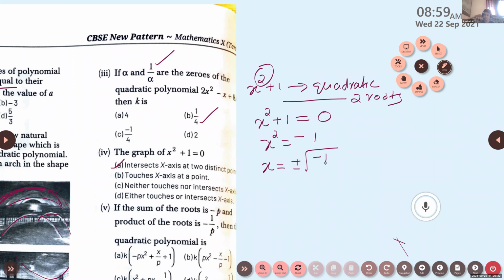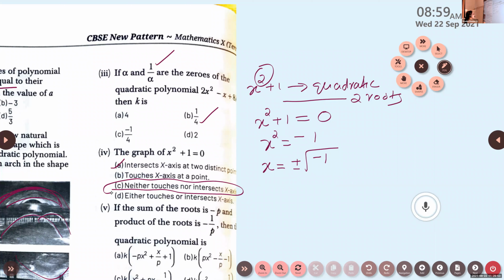No, ma'am. That you will study next year, in 11th standard. You will study the root of a negative number, but still you didn't study it. So this equation does not have any real root. It never touches the x-axis. On the x-axis, we have all real numbers, no imaginary numbers. So this equation neither touches nor intersects the x-axis.